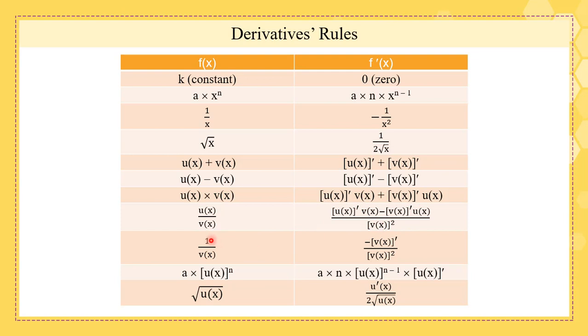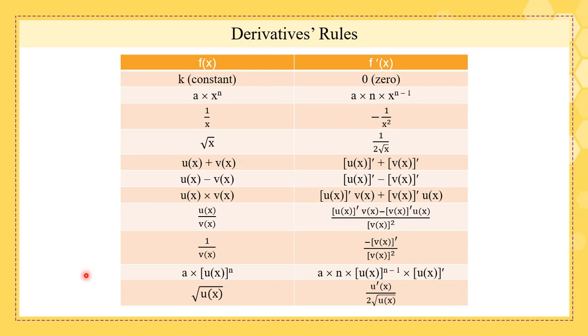And specifically, the derivative of 1 over v is minus v prime over v squared, and the derivative of a u to the power n is a n into u to the power n minus 1 multiplied by u prime. And finally, the derivative of the square root of u is u prime over 2 radical u.